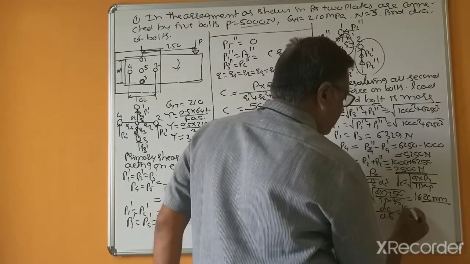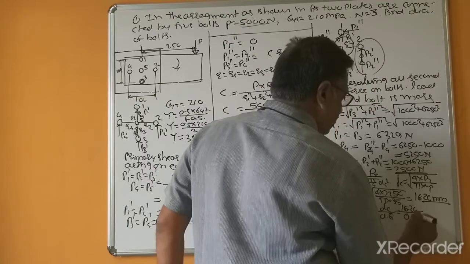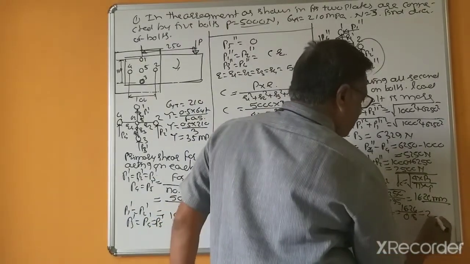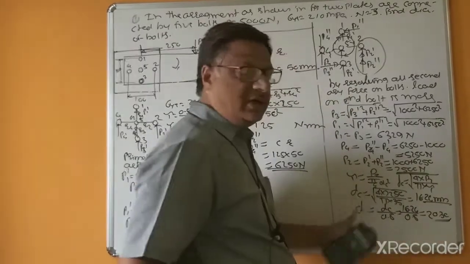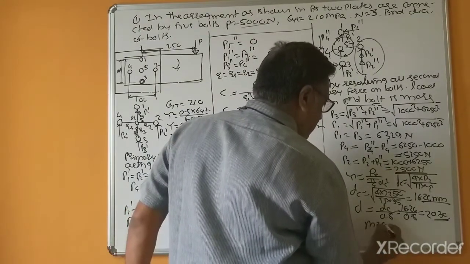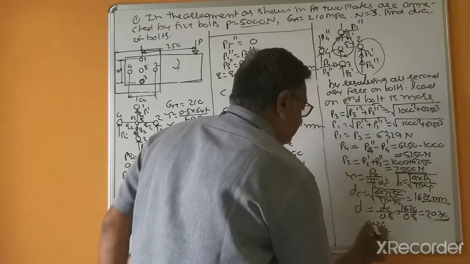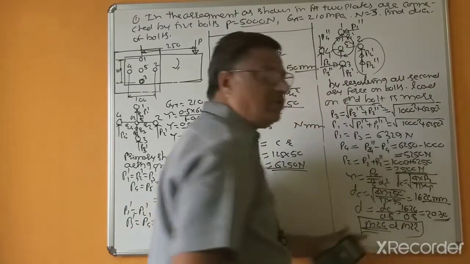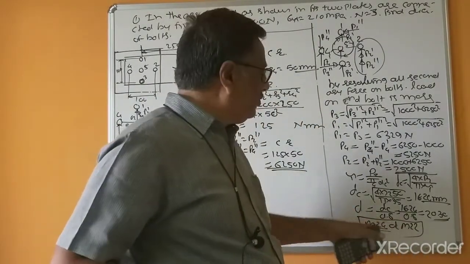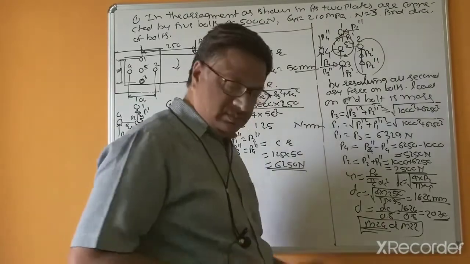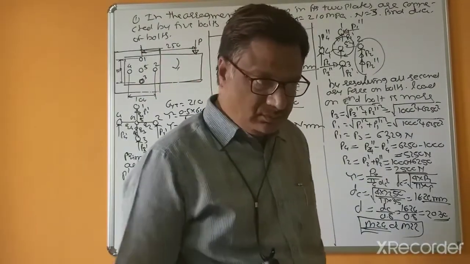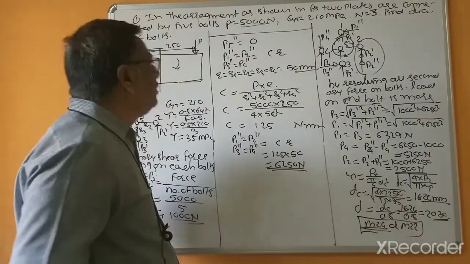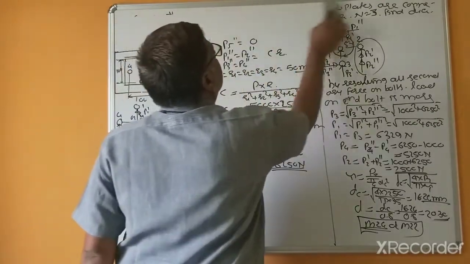0.8. This is 20.30. So you can select diameter of the bolts equal to M24 or M22. M22 is the non-standard size of the bolts. M24 is the standard size of the bolts. So this is the first problem. Note down. Next problems.